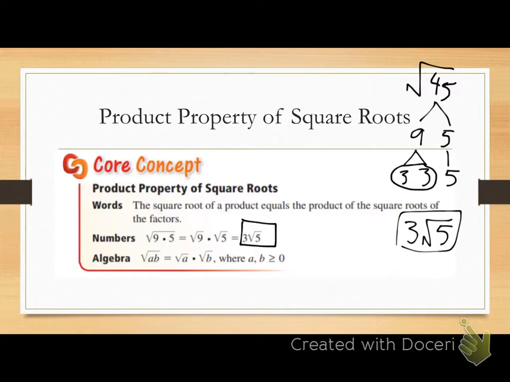So you can't have a number that's a perfect square underneath the radical. Right. Yep.